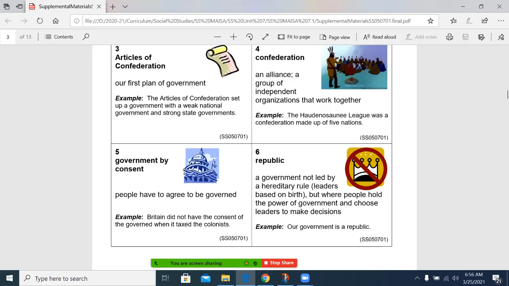Republic is a government not led by a hereditary ruler, leaders based on birth, but where people hold the power of government and choose leaders to make decisions. We are a republic, and many people say, but Mr. I, we're a democracy. We walk around promoting democracy. We do promote democracy, but we are not a true democracy. We have elements of it.